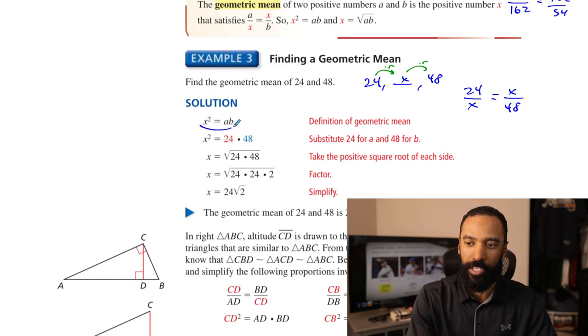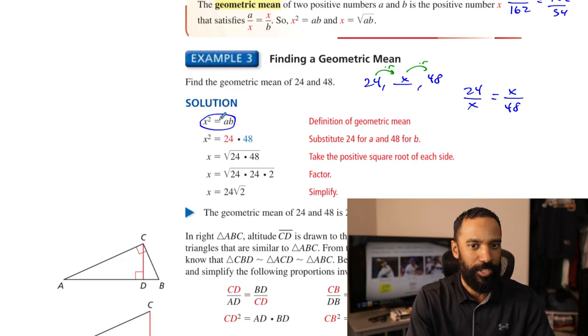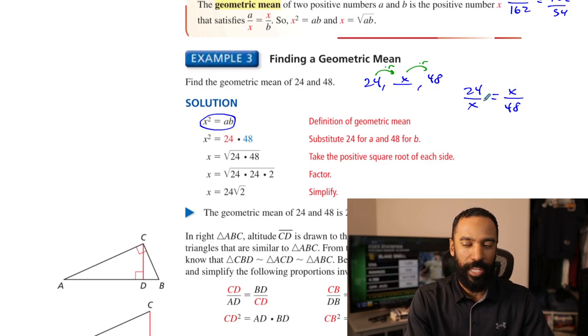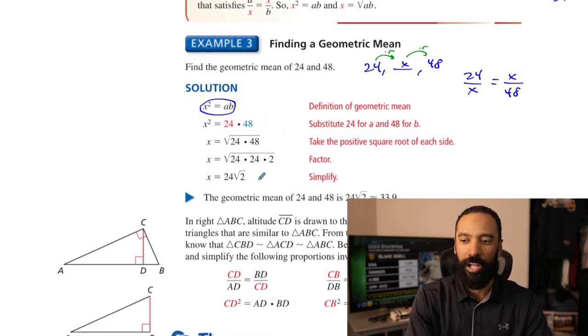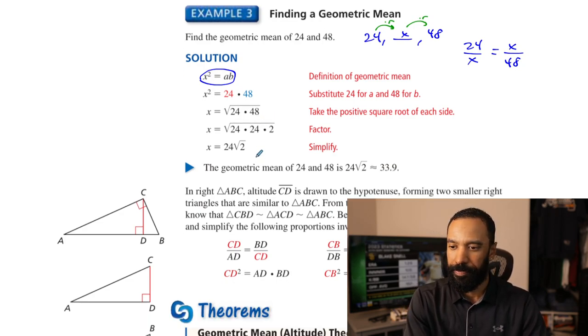Now, they went straight into the setup here. See, I'm no good at talking about this because I wouldn't have written it this way. But I would have set it up as a proportion to begin with, then cross multiply, just to remind ourselves that we know what we're doing. But this is where you can cross multiply, get X squared is 24 times 48. I'll let them do the rest of the work. You get 24 root 2. That's the geometric mean between these two.